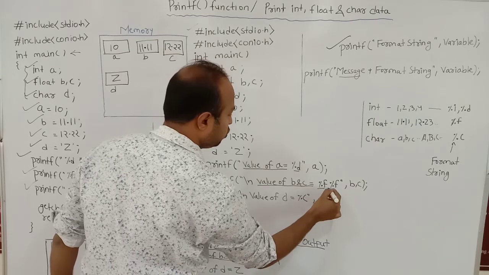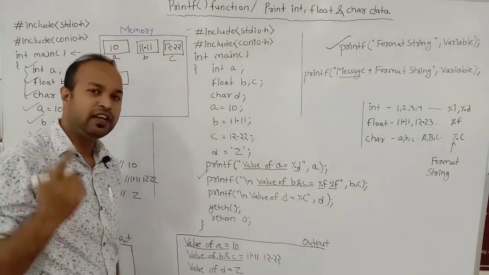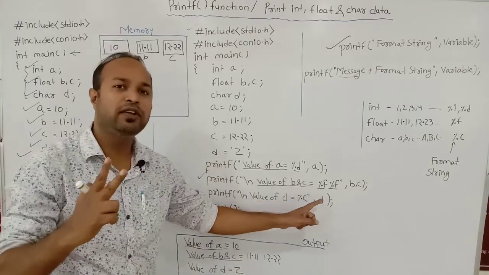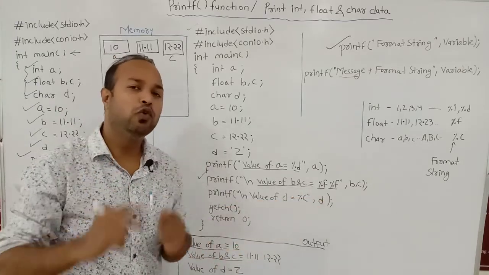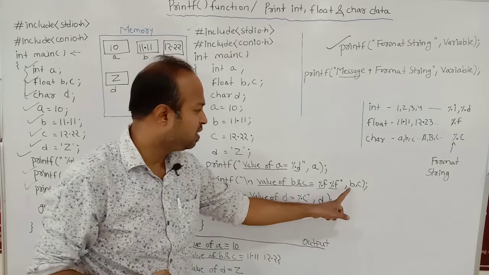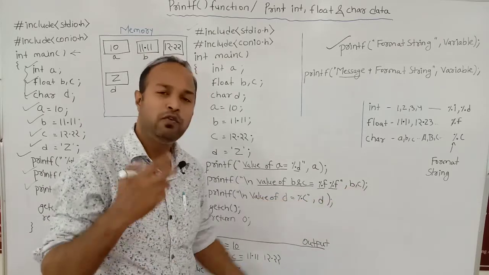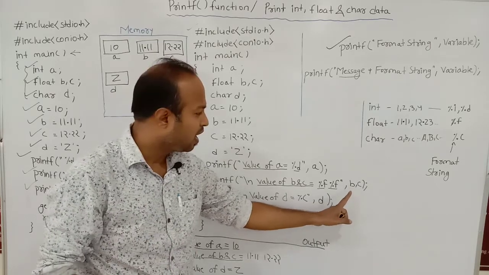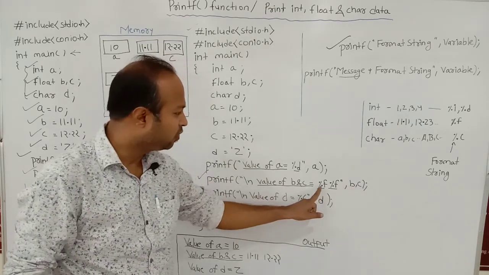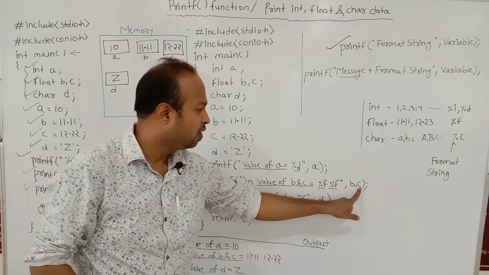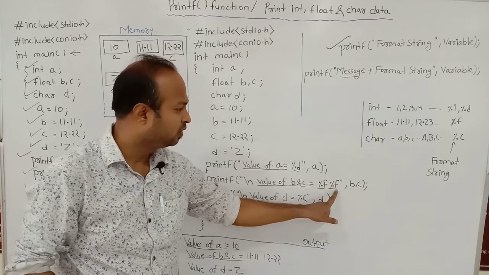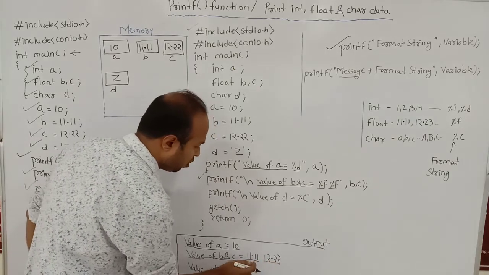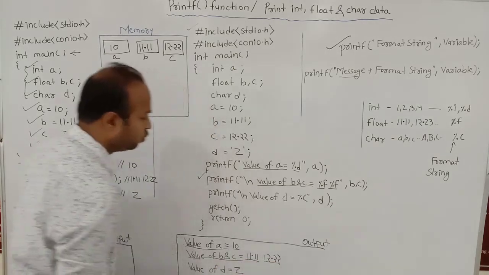Then we are using the format string. We are using %f 2 times. %f means we want to print float data, and we have written %f 2 times, which means we want to print 2 float data, and B and C are floating variables. So the value of B and C will be printed, the value of B in place of this %f, and the value of C in place of this %f. So your output will be like this: 11.11 and 12.22.